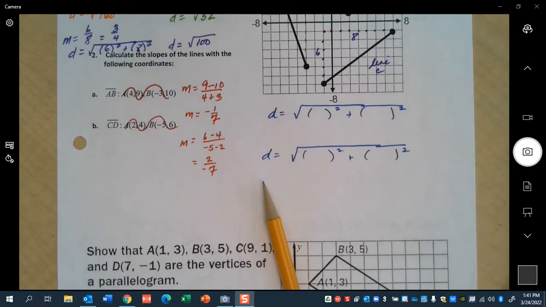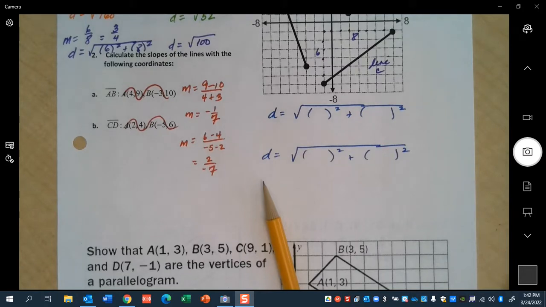The only thing that happens if you switch order with somebody is your negative might end up in the opposite location of the fraction. If you made this your first coordinate and did 10 minus 9, you would have ended up with 1 over negative 7. But try it in your calculator. Negative 1 divided by 7 is the same as 1 divided by negative 7. They're both a negative value. So whether that negative is up top in the numerator or down below in the denominator, it doesn't matter.